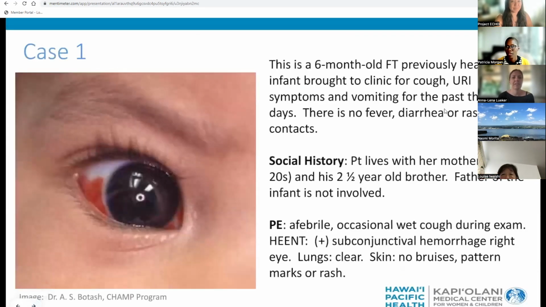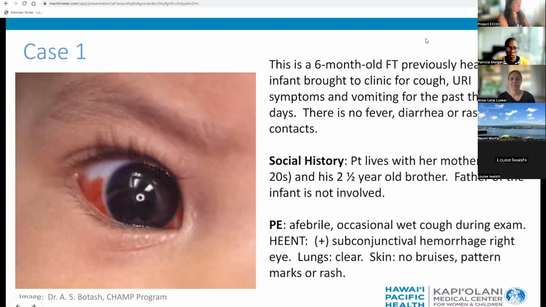Okay, so for our first case, this is a 6-month-old full-term infant, previously healthy, who was brought into clinic for a cough, URI symptoms, and vomiting for the past 3 days. There's no report of fever, no diarrhea, and no rash. There are some ill contacts at home who have similar symptoms. Social history: the patient lives with her mother, who's in her early 20s, and a 2.5-year-old brother. Father of the infant is not involved.